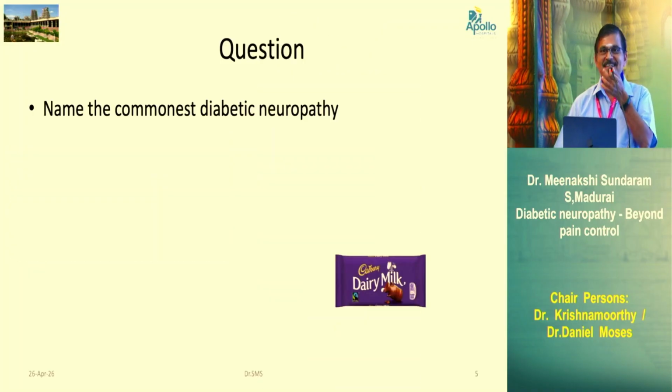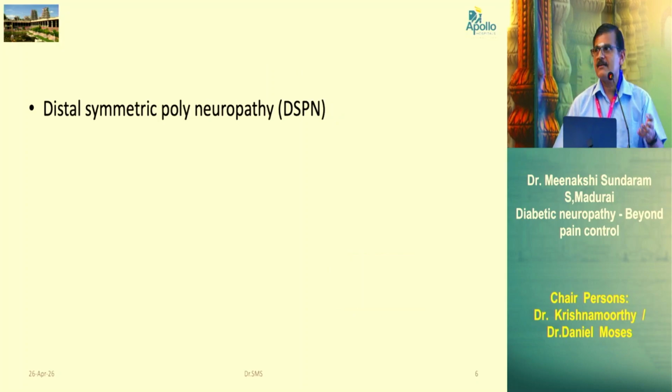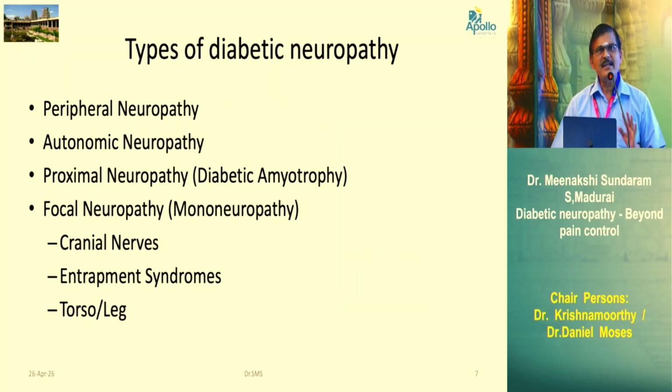So let me start this with the first question, the quiz question for you all. Name the commonest diabetic neuropathy. Anybody? The commonest neuropathy. DPN, this distal symmetric peripheral neuropathy. Give a chocolate to sir. Please come. So that is a common one.